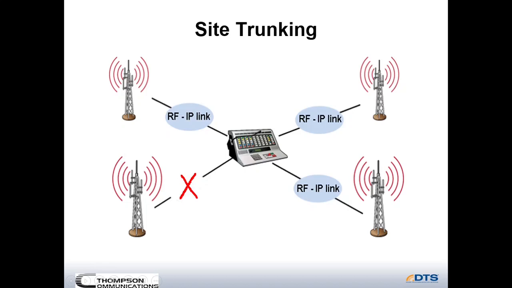Site trunking is a situation where one of the links to a site goes down. This is something you're more likely to encounter than Failsoft. In this situation, the site that's lost its link back to the console acts as a standalone site, and dispatch will not hear the traffic, nor can this be used as part of the voting receiver system.